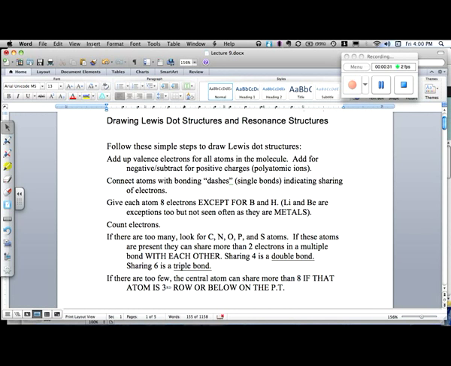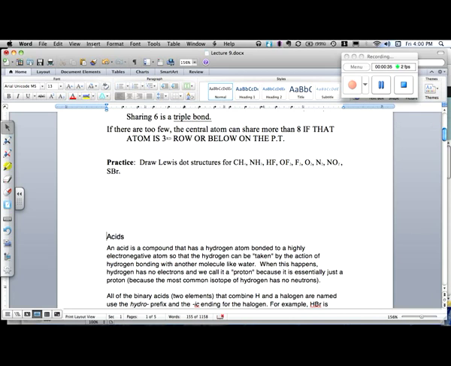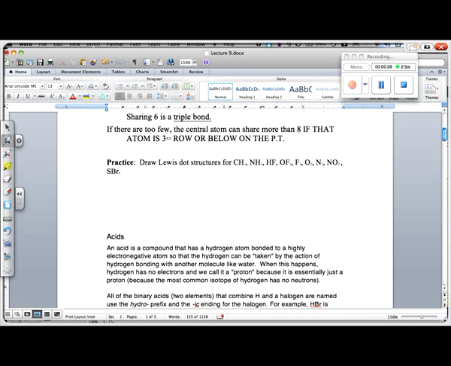All right. Scroll down here to the examples. We did not do HF last time, so let's start off with that one. That's going to be a fairly easy one. Step 1, count your valence electrons. Hydrogen is in group 1, which means it has 1 valence electron. Fluorine's in group 7, so it has 7. So we have a total of 8 valence electrons in this molecule.